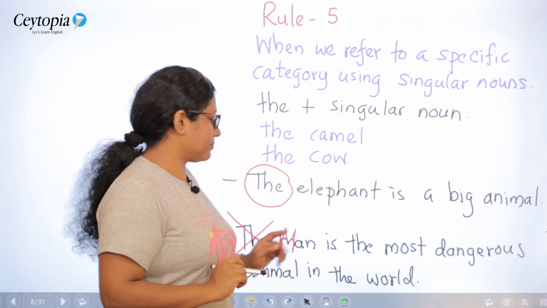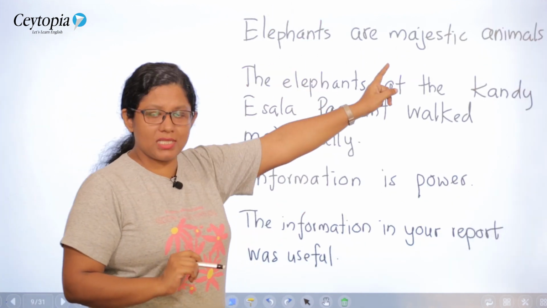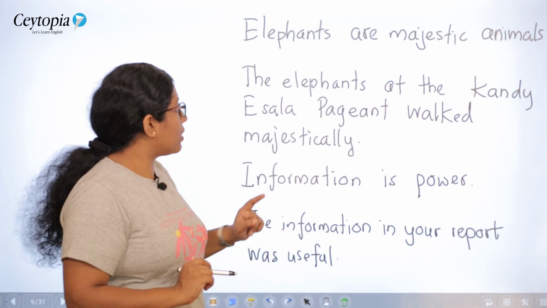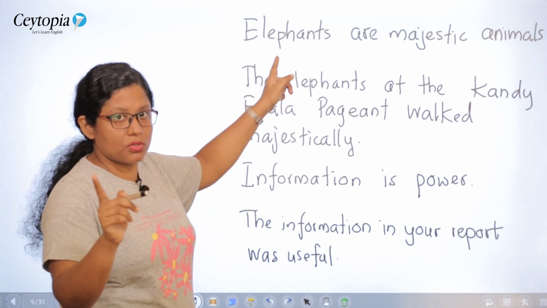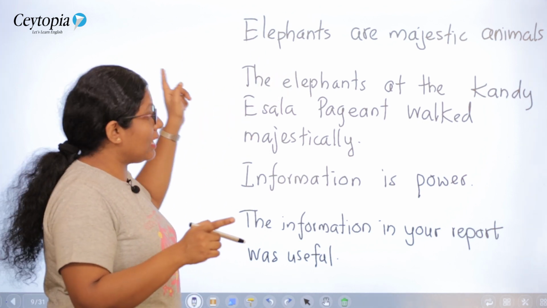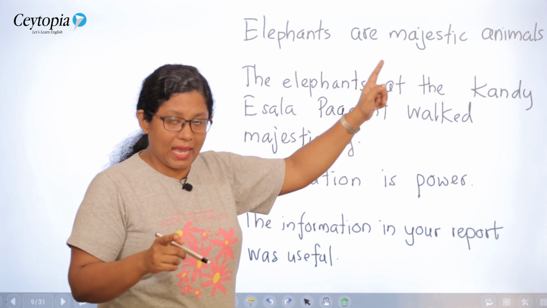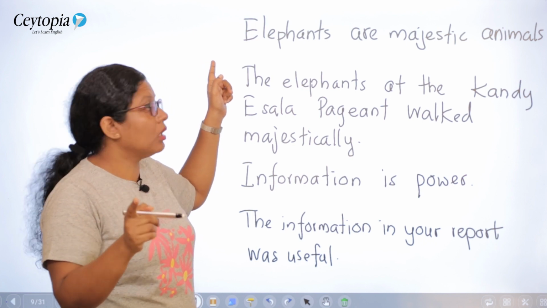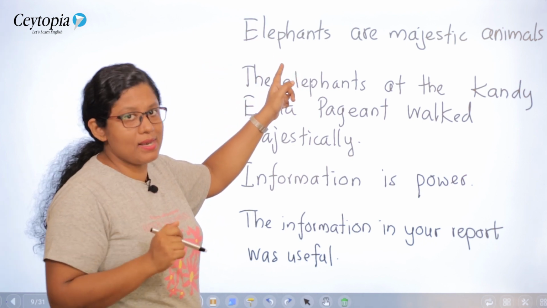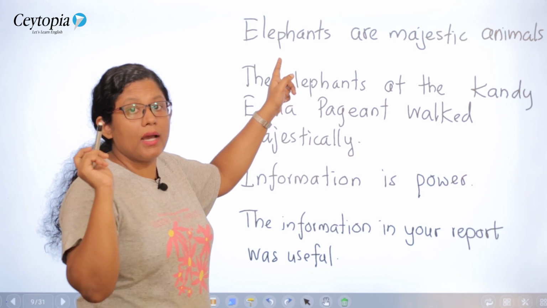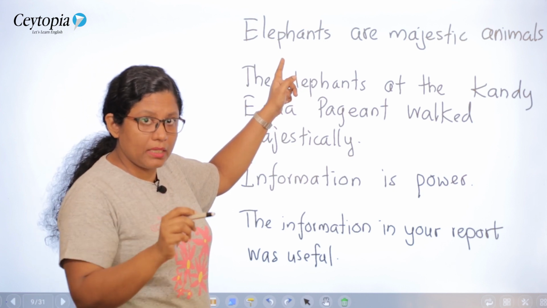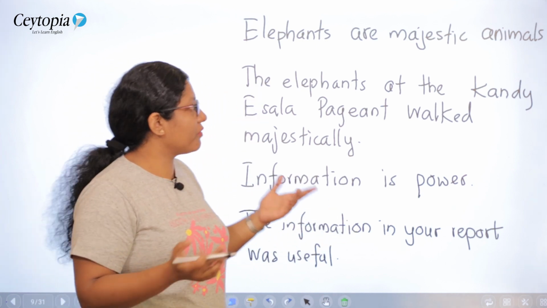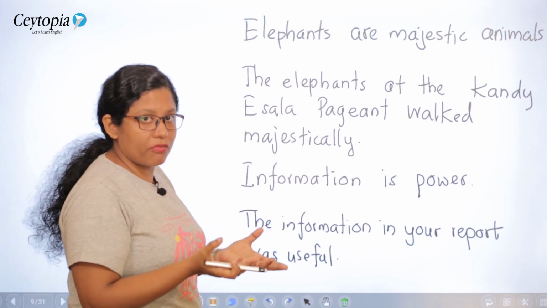Further examples. Elephants are majestic animals. What about this? Here you can't say the elephants because you are using the plural noun. So that is the difference. If you say the elephant is a big animal, that is the. There we use the before the noun. But when you use the plural noun to talk about the type of animal, the category of people, you don't use the. Elephants are majestic animals. You are referring to the kind, the type of animals.